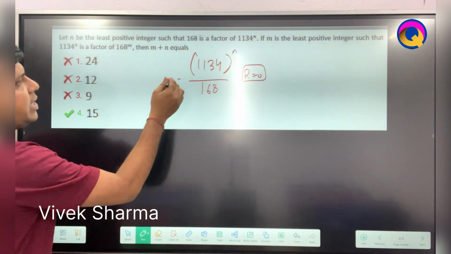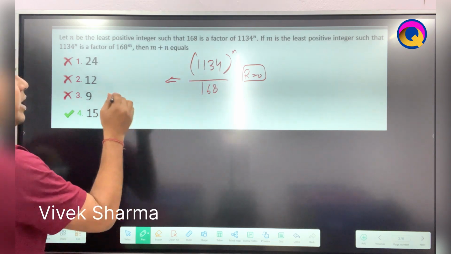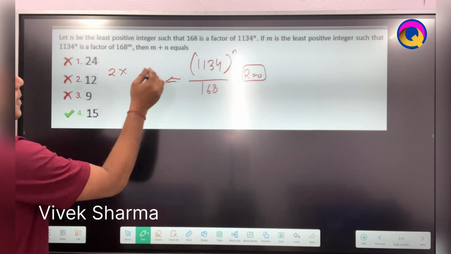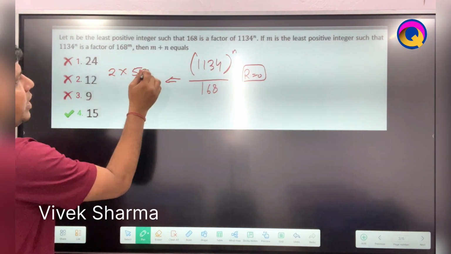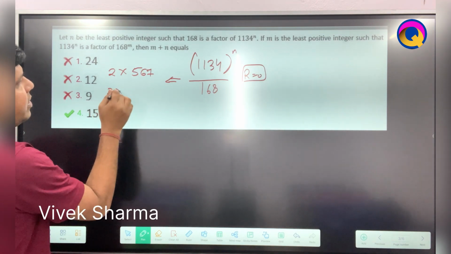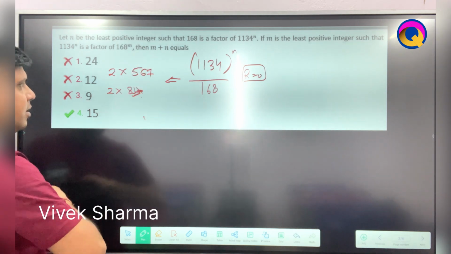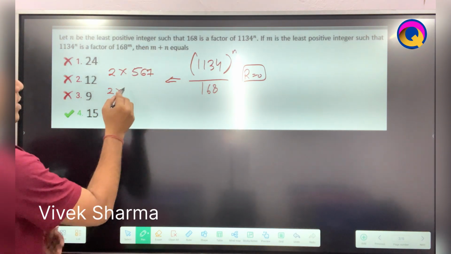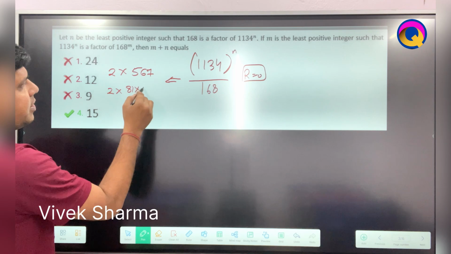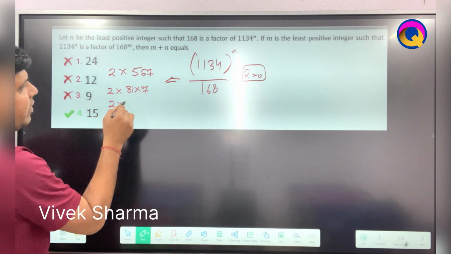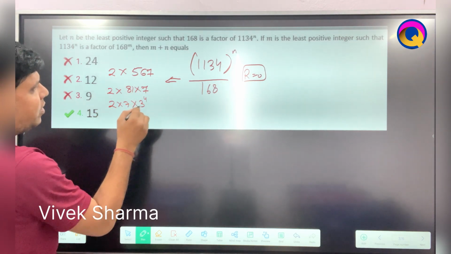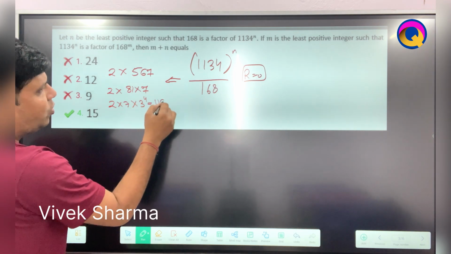So 1134 can be written as 2 into 567. Again it can be written as 7 into 81. Sorry, I divided by 7, so 7 into 81. So I can say 1134 is 2 into 7 into 3 power 4. So it is 1134, no problem.